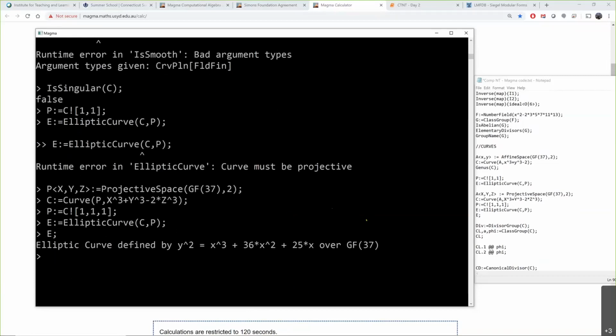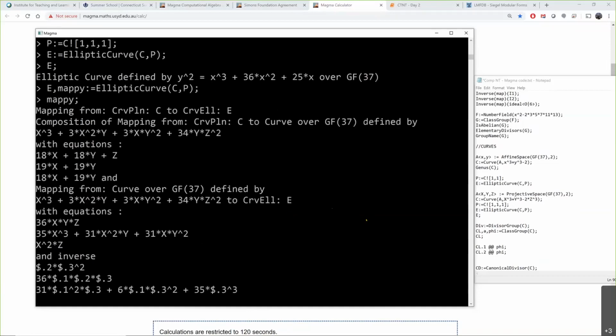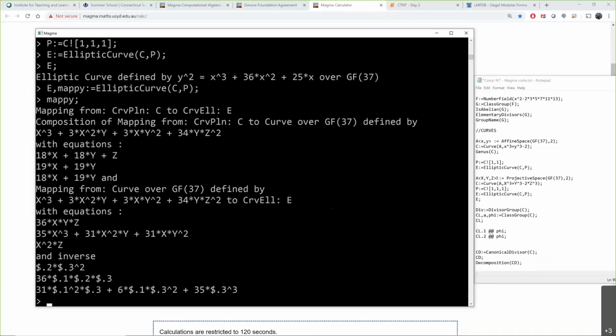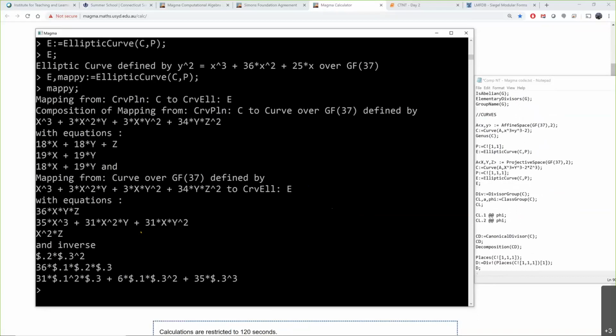By the way, I can do better. There should be a map here that is passing along, and this map gives me the morphism that goes from my genus 1 curve that is not in Weierstrass form to the elliptic curve that is over the same field but in Weierstrass form. Very nice, and you can go back and forth with the map to find points on this side and bring them to the other side, and vice versa. All right, so that's the elliptic curve. Very nice.